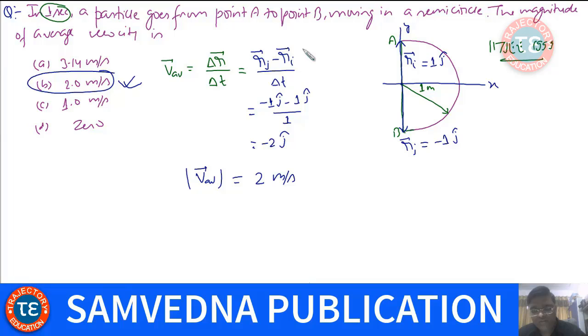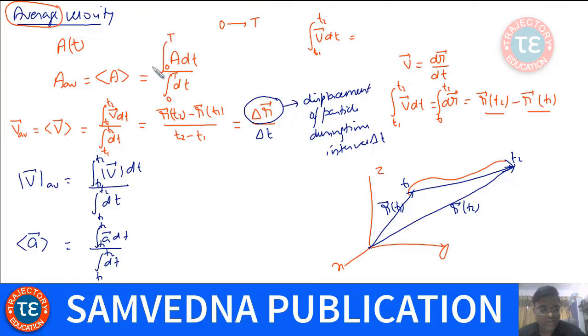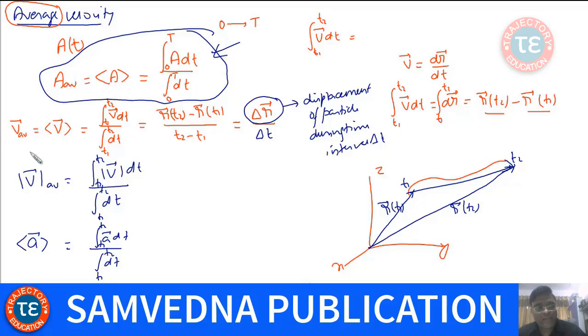So this way you can find the average. The formula you have to use is this. This is the basic formula of average, and it applies to all physical quantities, and it applies to velocity also. You can find the average acceleration also. Whenever something varies with time, we go for average, so average is a useful concept in that case.